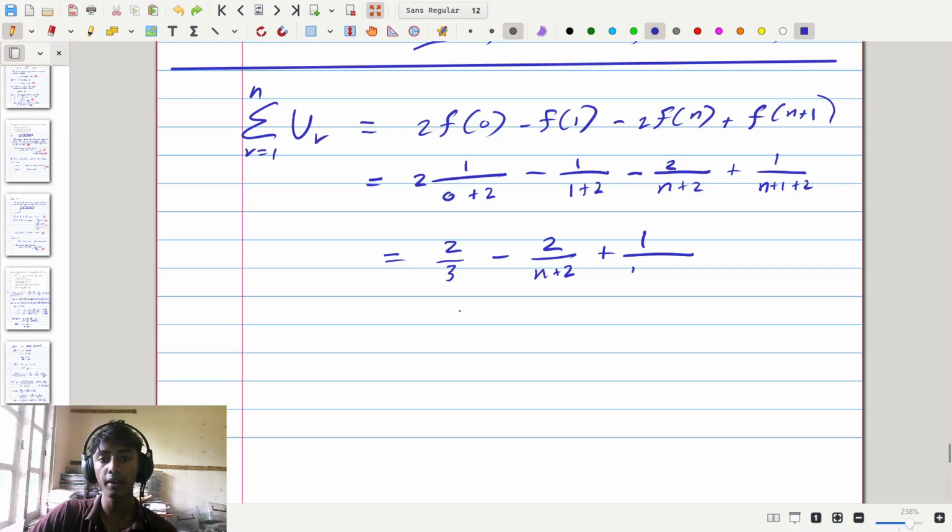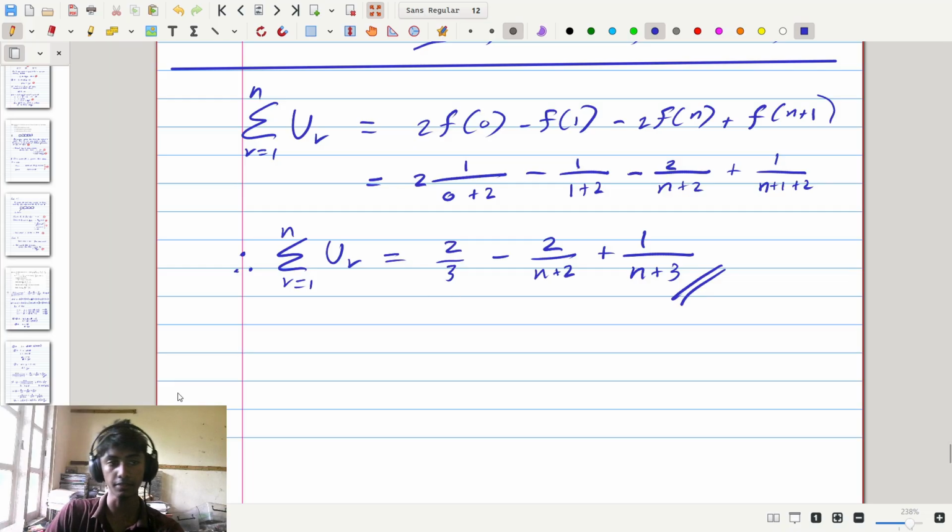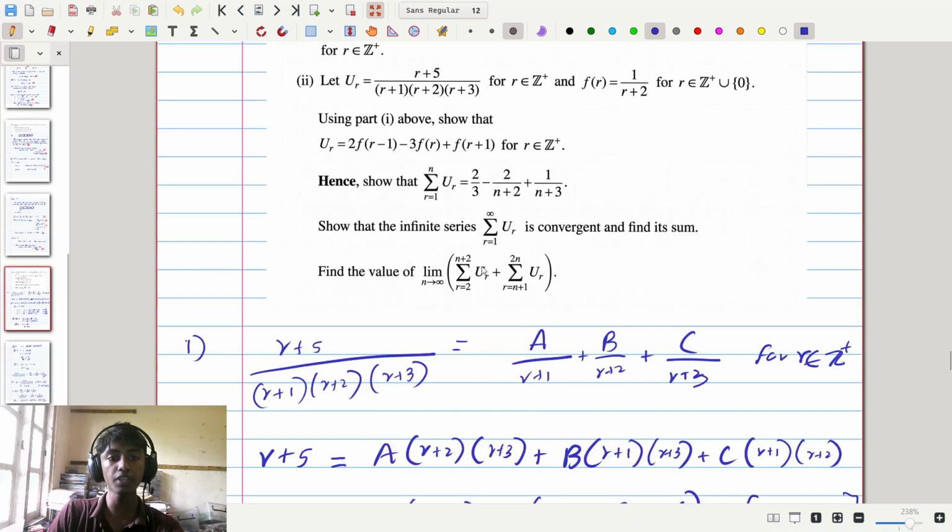So we get plus 1 over n plus 3, which is the final answer to our question. So we can write sigma r equals 1 up to n of u of r equals this expression right here. Now, the question then says, show that the infinite series sum of r equals 1 up to infinity of u of r is convergent and find its sum.